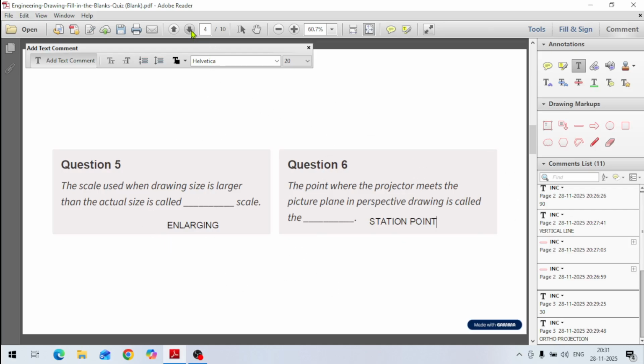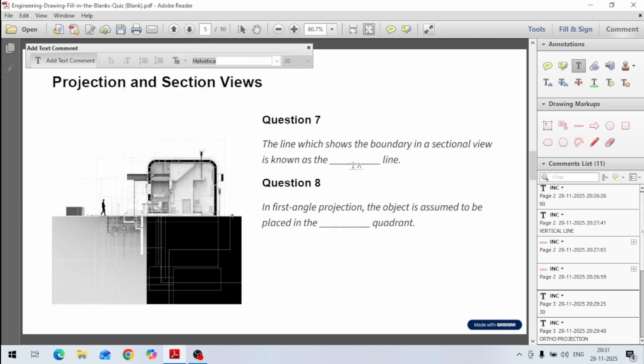Okay. The next question is: a line which shows the boundary in a sectional view is known as, it is known as section line. Okay.